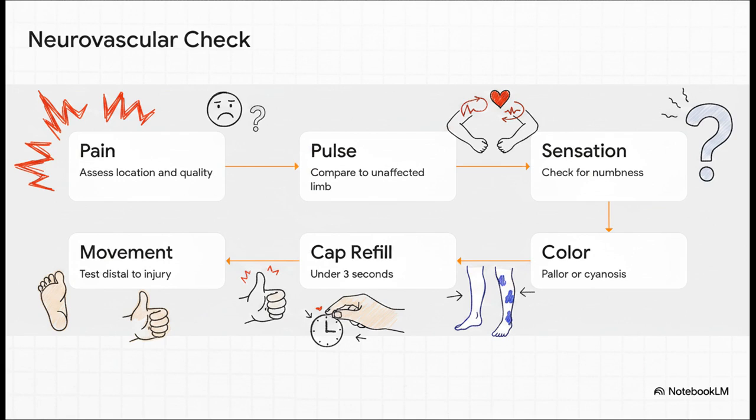Step 4. Look at the color. Pallor means arterial insufficiency, while cyanosis means venous pooling. Step 5. Check capillary refill. And finally, Step 6.